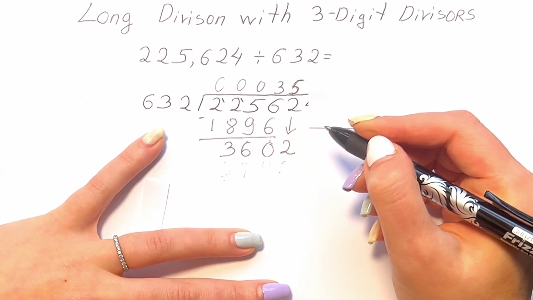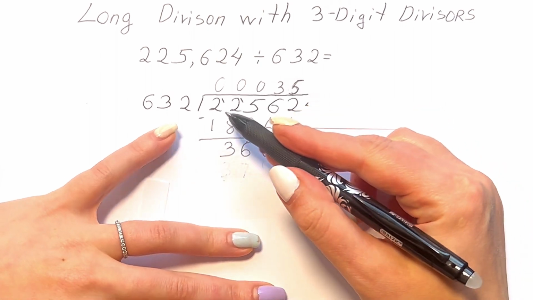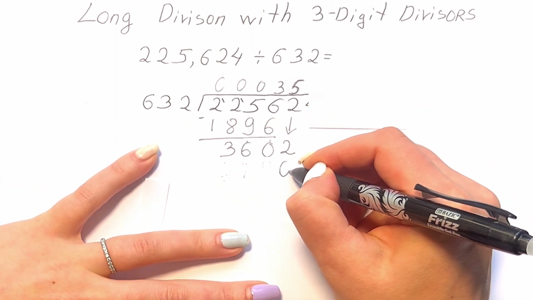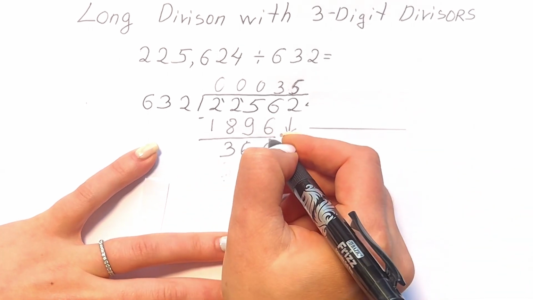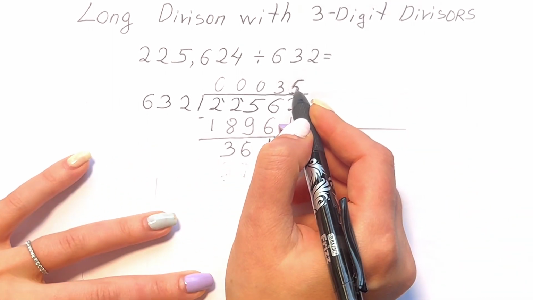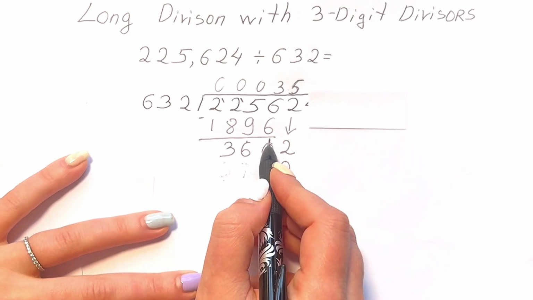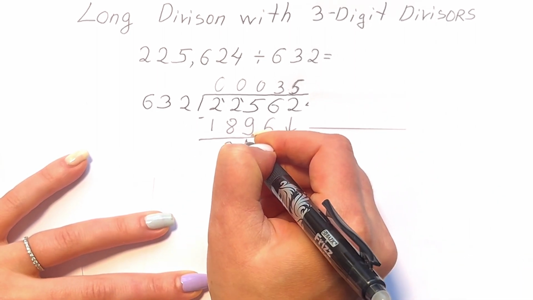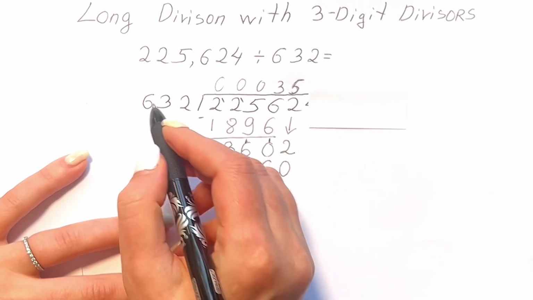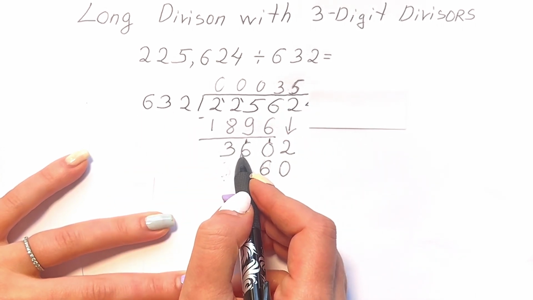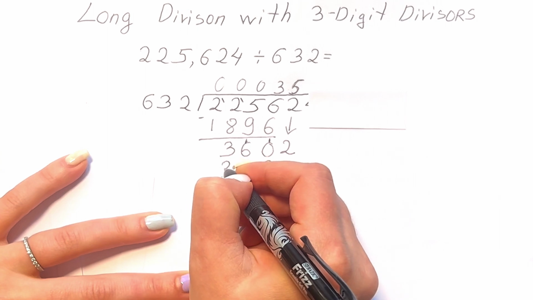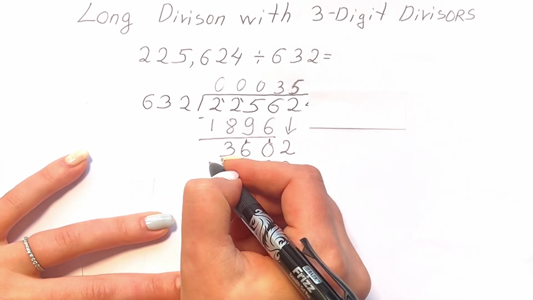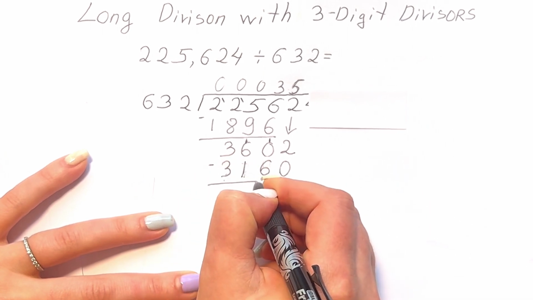Okay, let's check 5. 5 times 2 is 10. I'm gonna put the 0 and carry 1. 5 times 3 is 15. One more will be 16. I'm gonna put the 6 and carry 1. 5 times 6 is 30. One more will be 31. Okay, 5 is working. Now let's subtract to get the remainder.